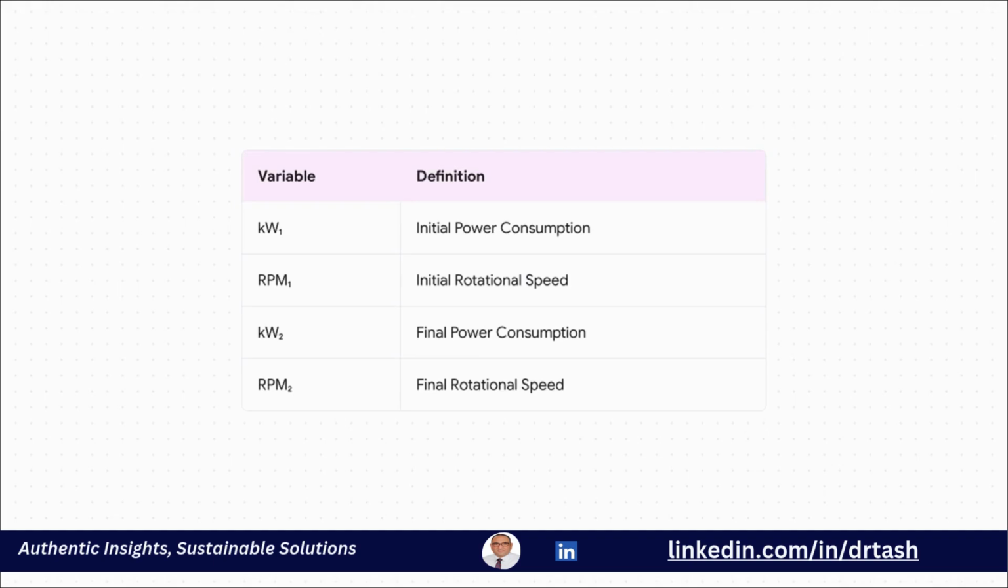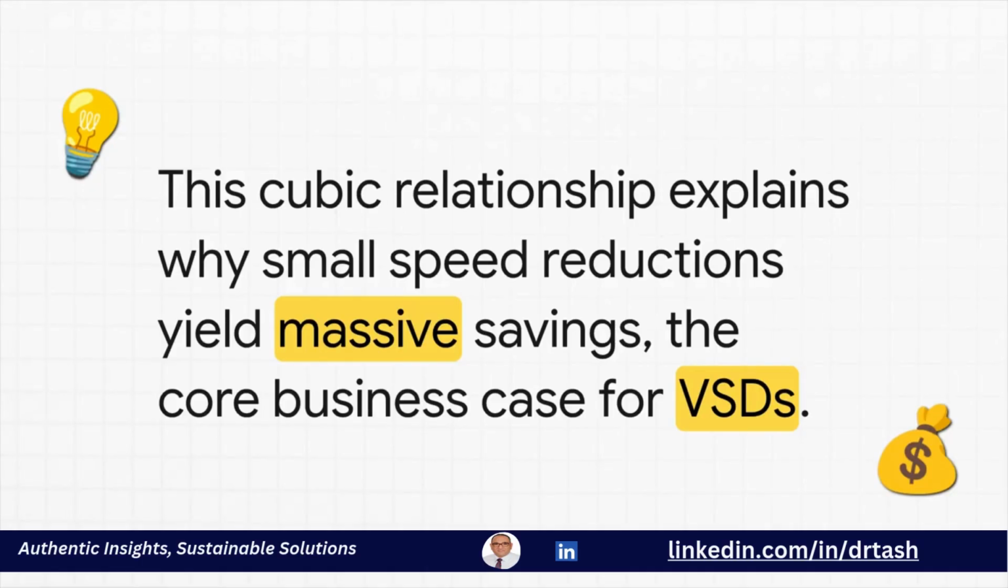The variables here are super straightforward. You've got your before state, your initial power and speed, and your after state. That's it. It's a simple relationship with a huge, huge impact. Again, it all comes back to that little exponent of 3. Think about it. Flow is linear with speed. Pressure goes up with the square of the speed. But power? Power takes this incredible cubic leap.